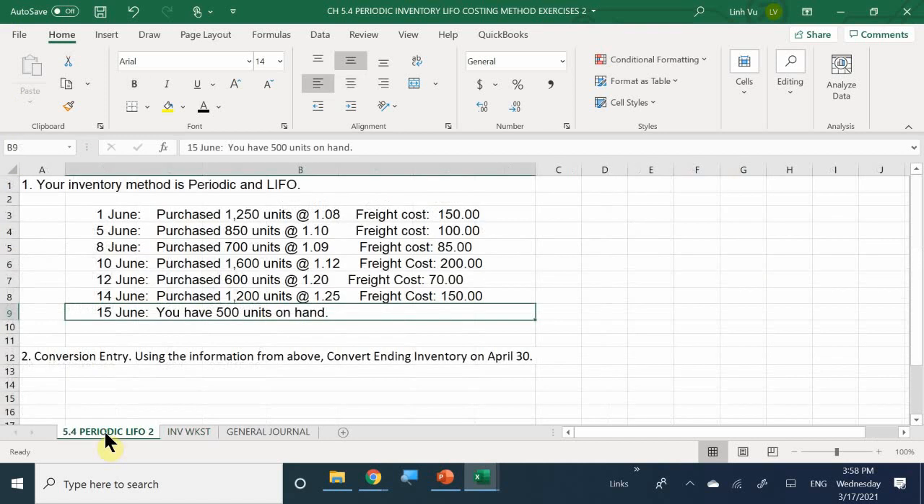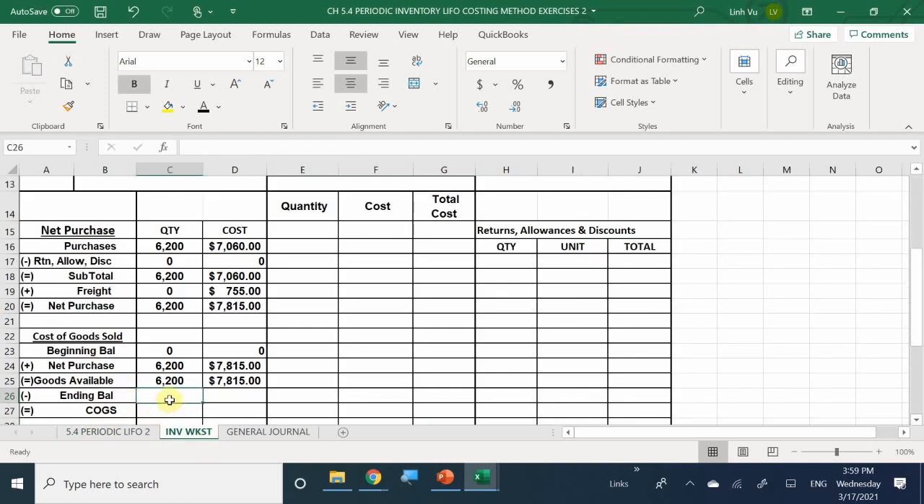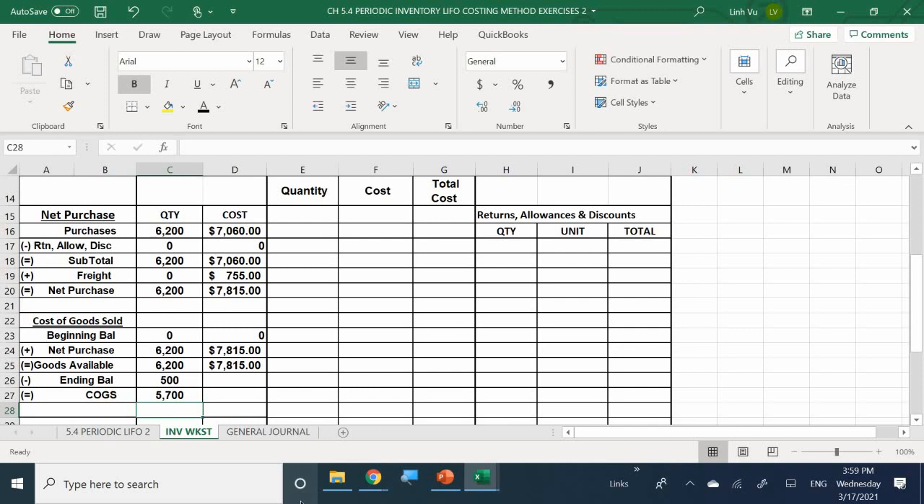Ending balance. In my scenario, how much should I have in my ending balance? I have 500 units left. Okay, ending balance, 500 units left. So let's figure this out. If I have a total of 6,200 and I only have 500 left, that's 5,700. We sold 5,700.